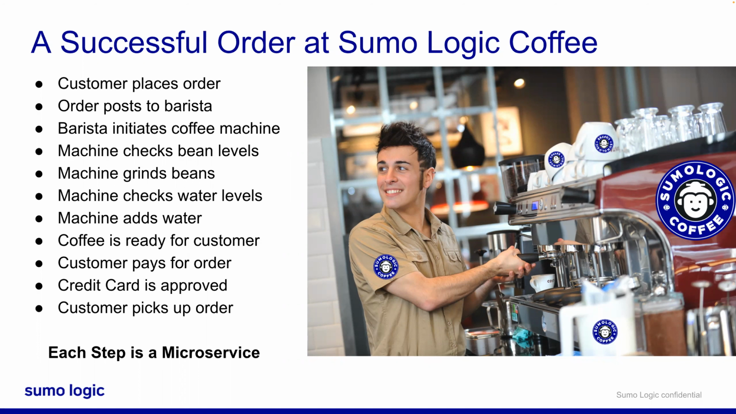Now at Sumo Logic Coffee, we are a profit organization. We are not giving free cups of coffee, and so the customer does need to pay for the order. The credit card is going to be approved, assuming credit transactions. And then the customer picks up their order, and a hot cup of coffee has quickly been delivered. So in that regard, each step is like a microservice, exactly as it says there.